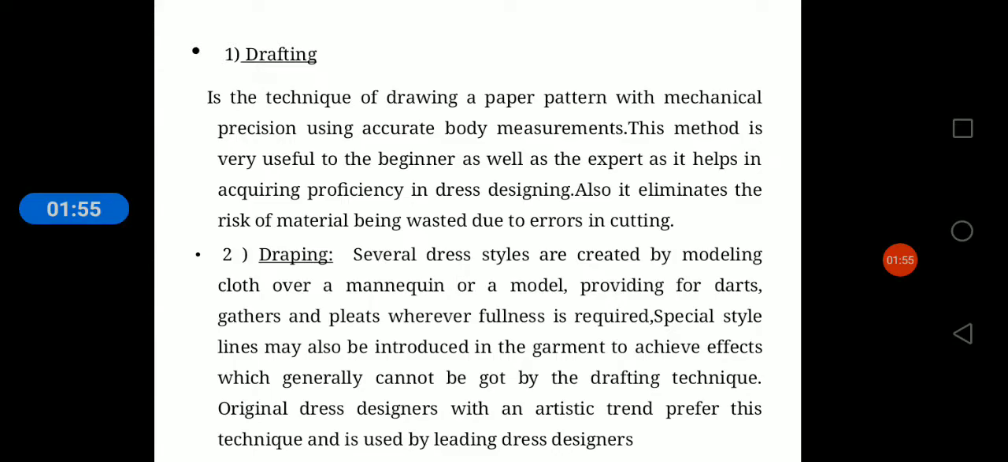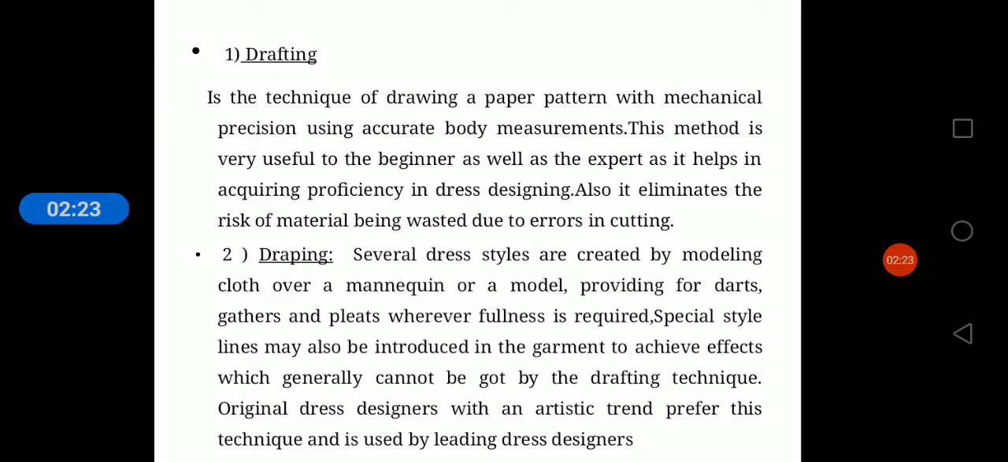So drafting is not a new technique, it is an old technique only. First of all, roughly we plan and establish the design of the particular structure, and then we originally place that type of drafting. We use the paper pattern with accurate body measurements. It is very useful to the beginner as well as the expert, and helps to design perfectly.